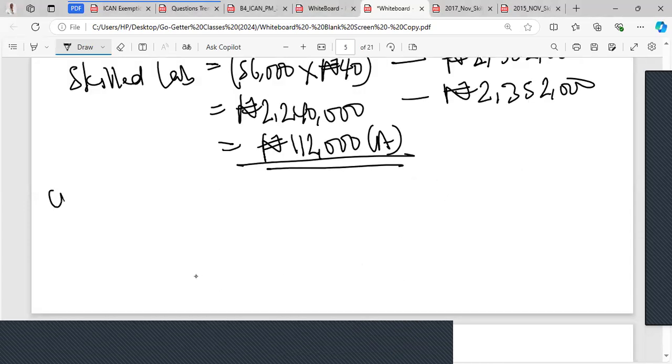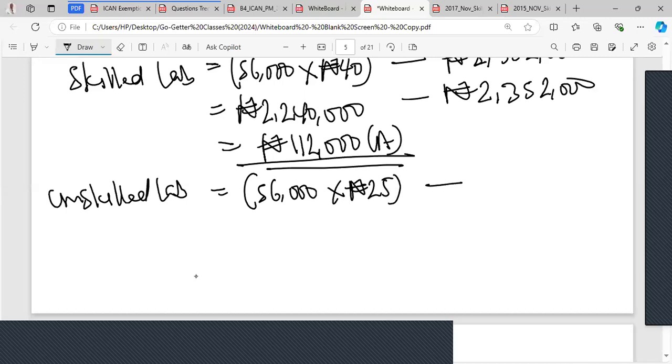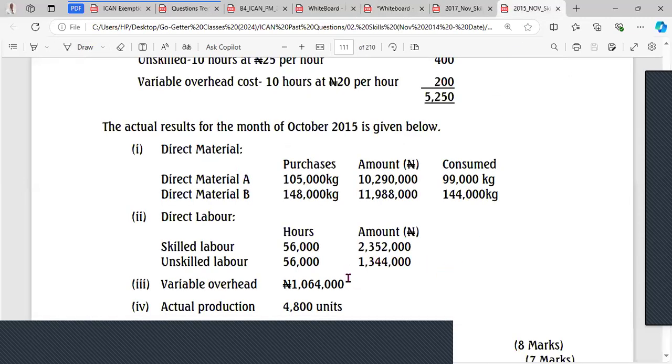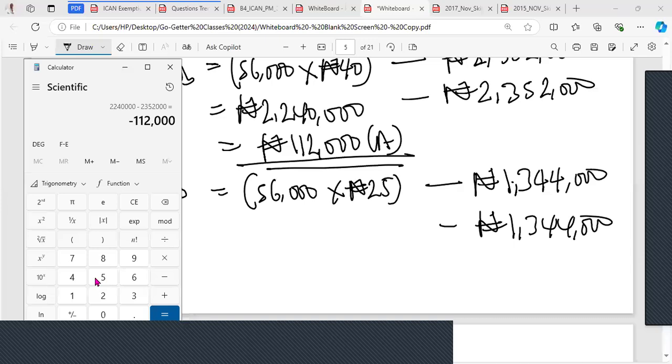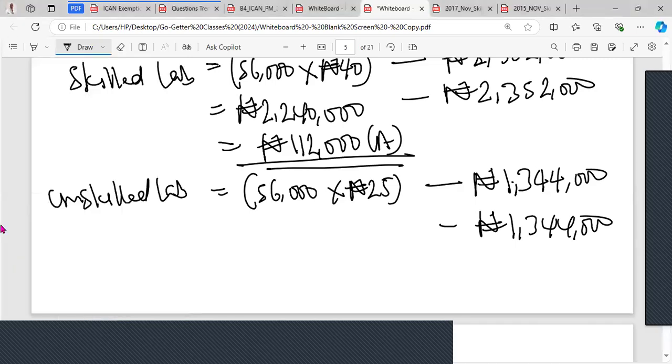We are going to go to unskilled labor. We also know that they did 56,000 multiplied by 25 naira minus how many was paid? 1,344,000. And let's deal with this. 56,000 multiplied by 25 naira gives me 1,400,000. So this is 1,400,000 minus 1,344,000.